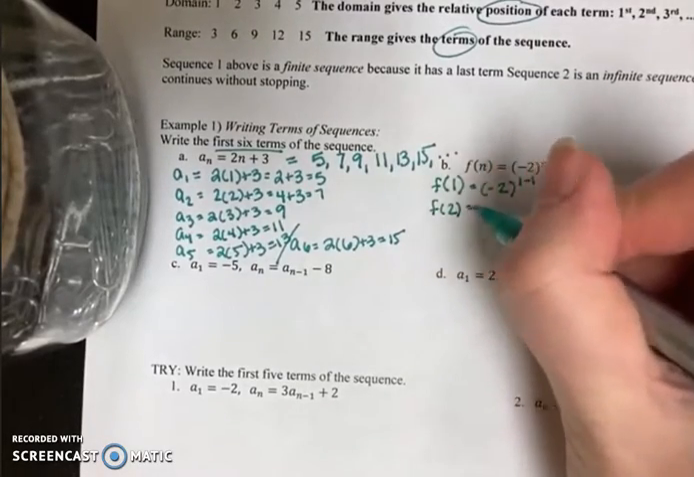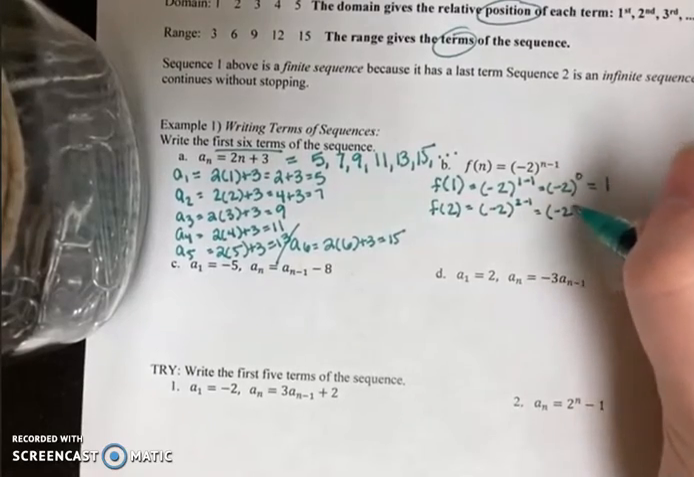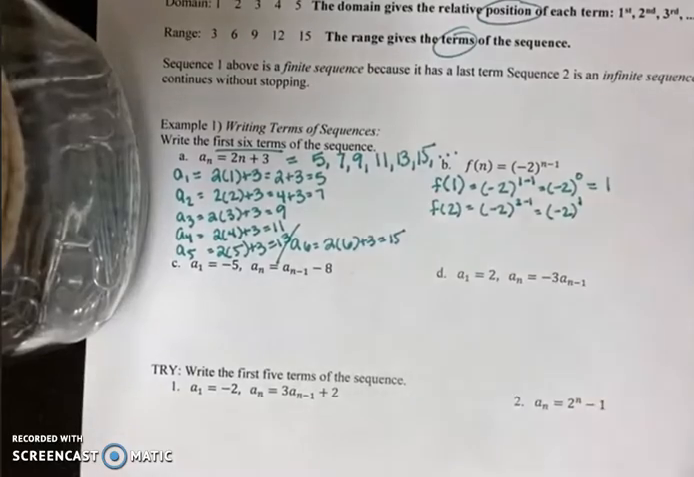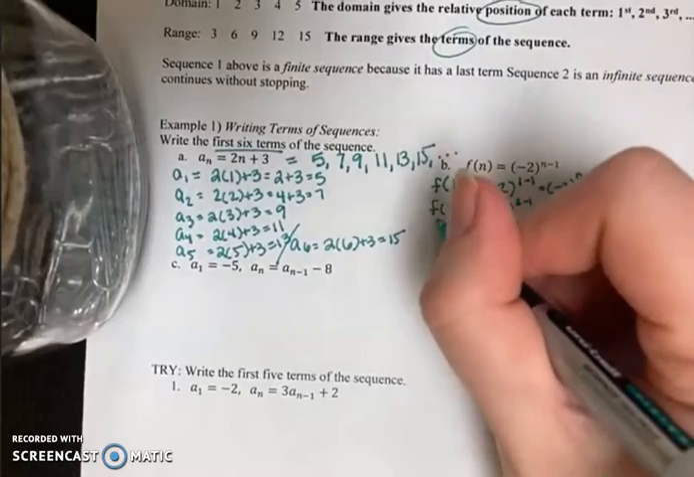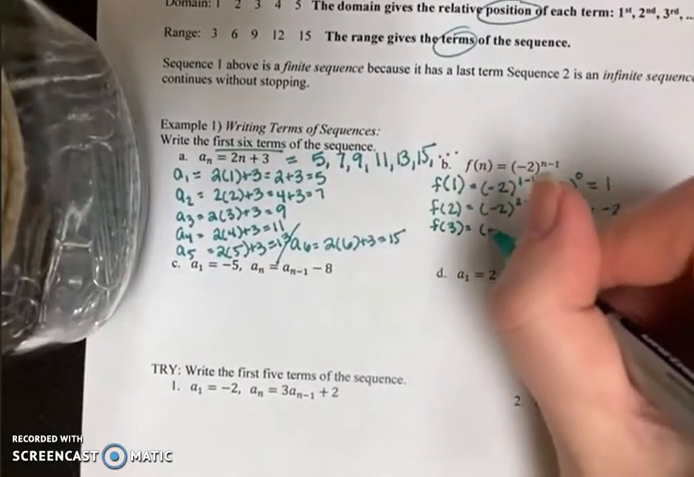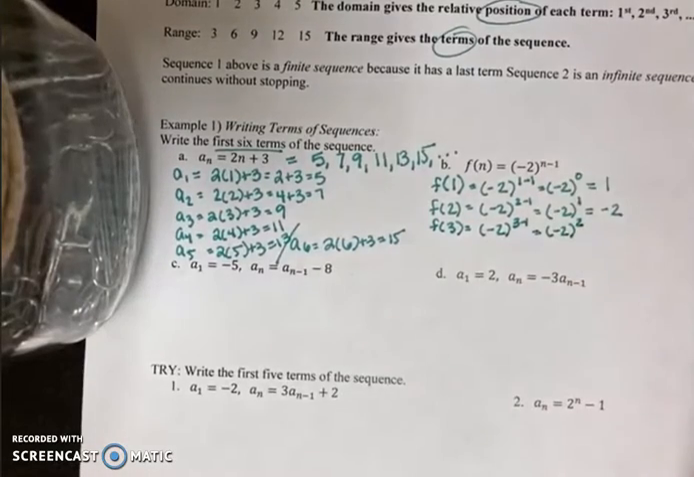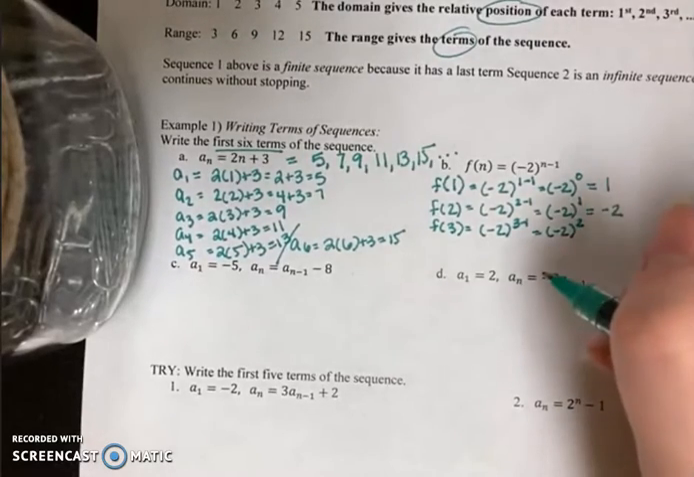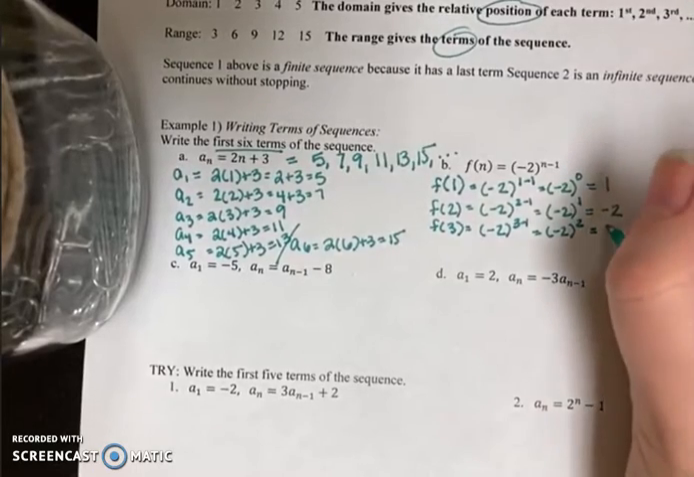F of 2 is negative 2 to the 2 minus 1 power. Let's clean up the exponent. 2 minus 1 is 1, so we really have negative 2 to the first power, or negative 2. F of 3 is negative 2 to the 3 minus 1, or negative 2 being squared. Whenever you raise something to a square, keep in mind that it's something times itself. Negative 2 times a negative 2 is a positive 4.